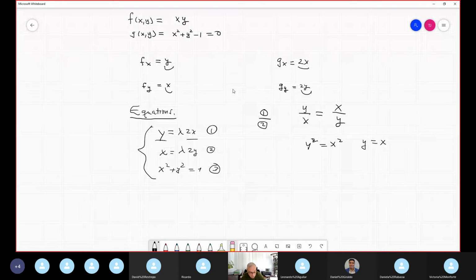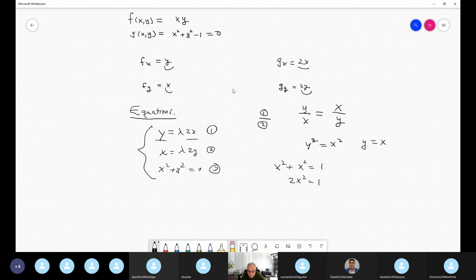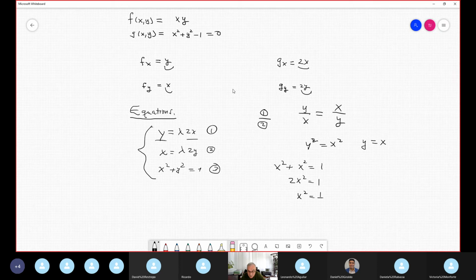Now substitution. Substitution where? Substitution in this third equation. Suppose x squared plus y squared, but y squared is equal to x squared. Then x squared equals 1. Then 2x squared equals 1. x squared equals 1/2. Therefore, x is equal to plus or minus radical 2 over 2. The square root of 1/2 is radical 2 over 2. And y is the same, plus or minus radical 2 over 2.